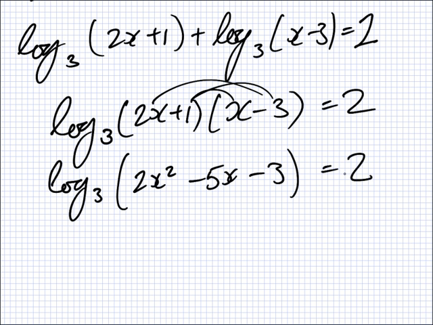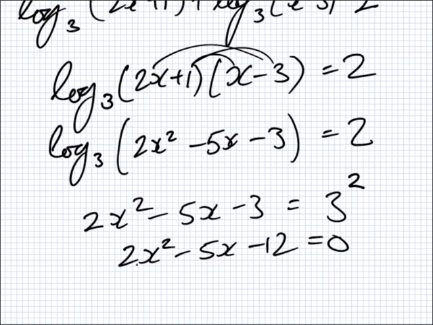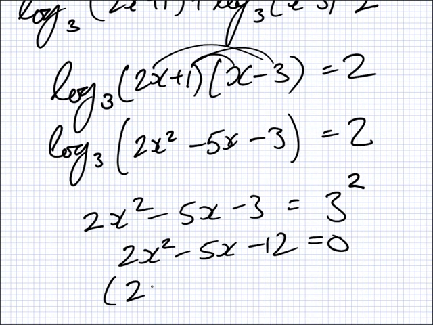And then you can bring the 3 to the other side. So 2x squared minus 5x minus 3, but the other side is 3 to the power of 2. That's it, yeah. So that's a 9. So that's 2x squared minus 5x minus 12 equals 0. And then solve here.